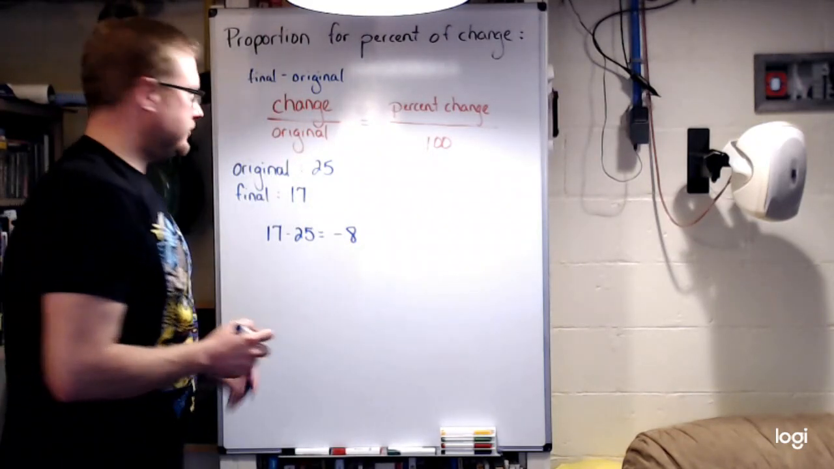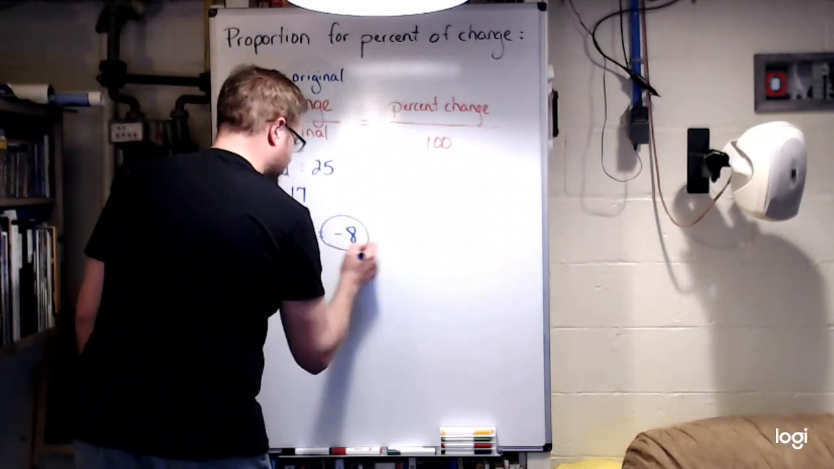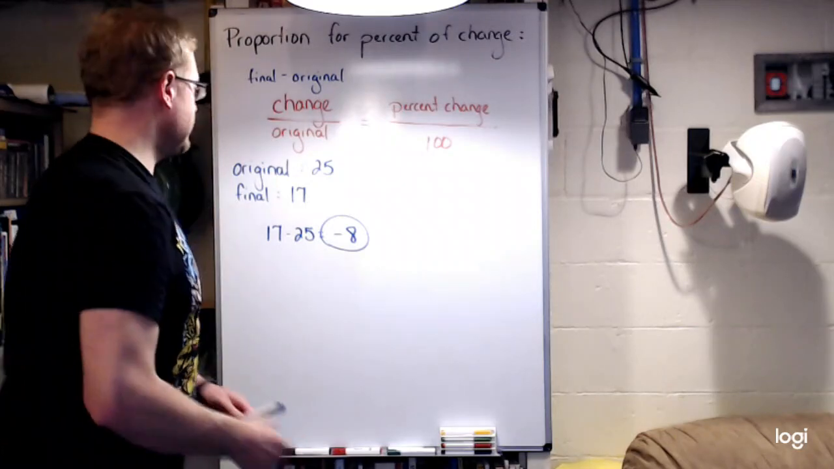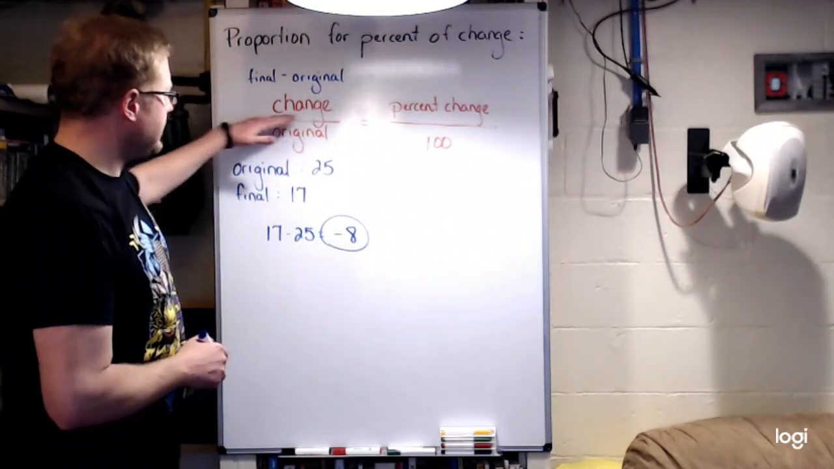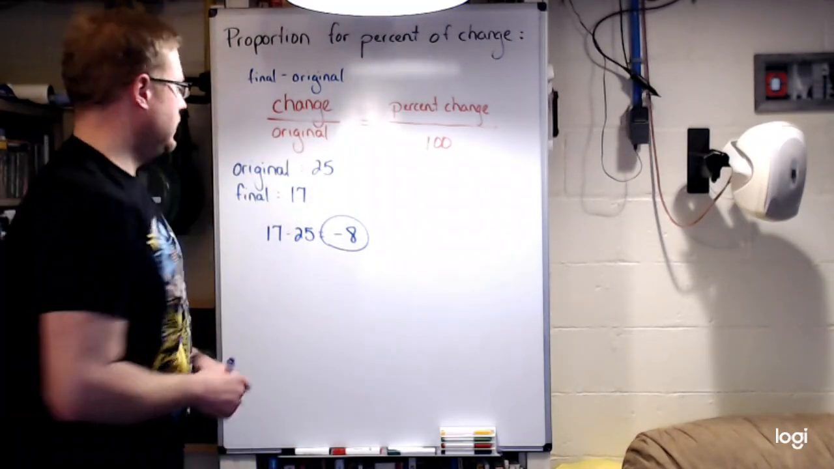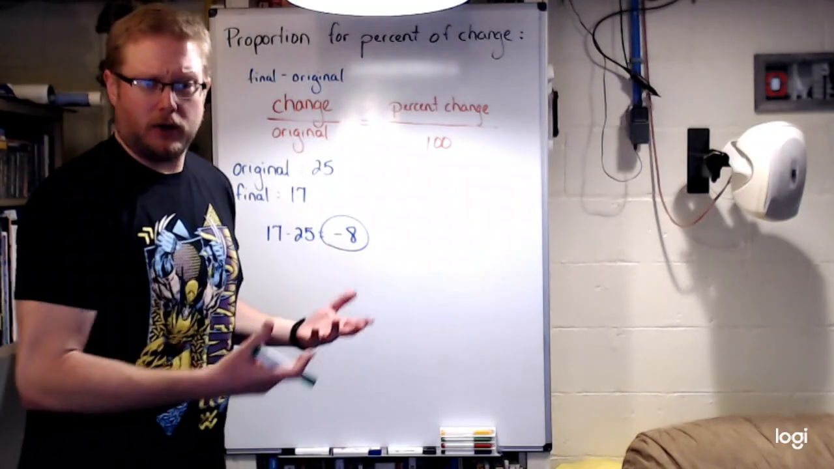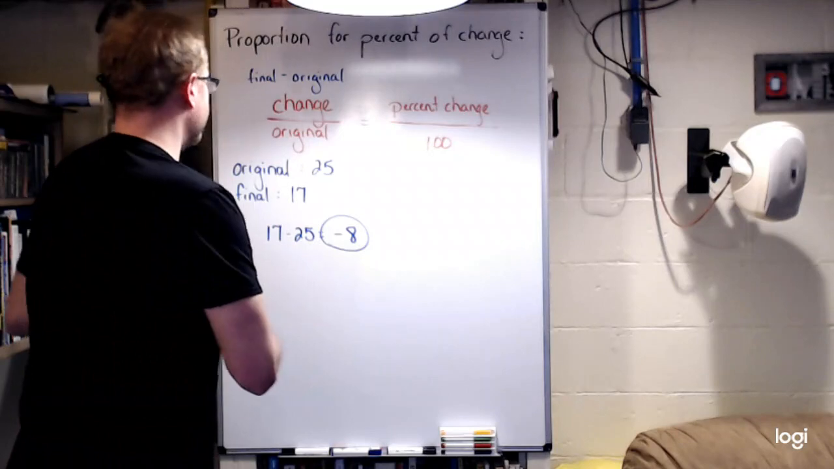So in this case, my change is negative 8. We're going to have a percent decrease, right? And I'll show you that right now. We take it, we toss it in our proportion, okay? And I realize I'm changing colors. I don't want it to be one big mass of blue or red.